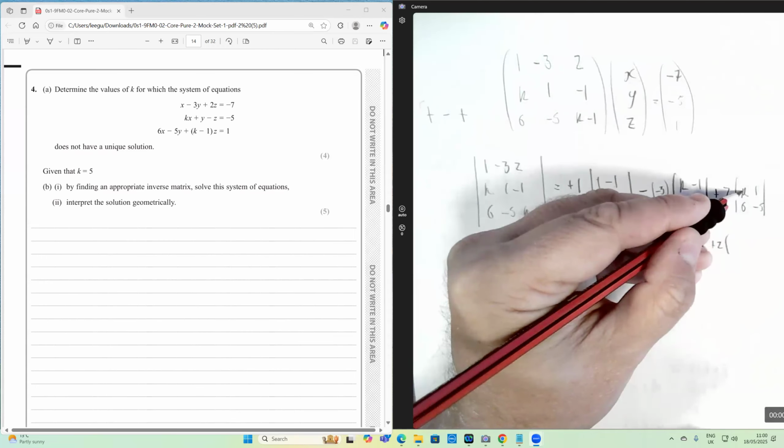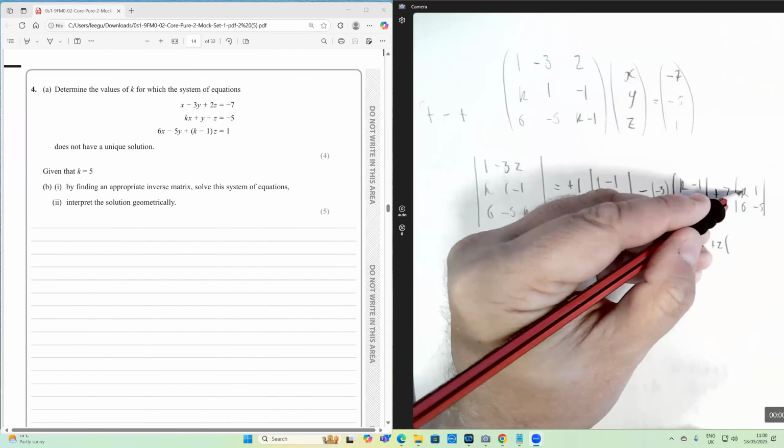Now we just have to remove our brackets and collect like terms. So we have k minus 1 minus 5, which is minus 6, and we're going to have plus 3k squared minus 3k plus 18. And then we're going to have minus 10k and minus 12. So let's collect all this together now. We're going to have 3k squared.